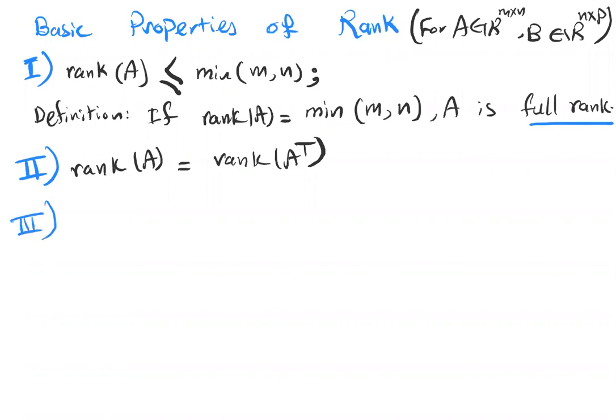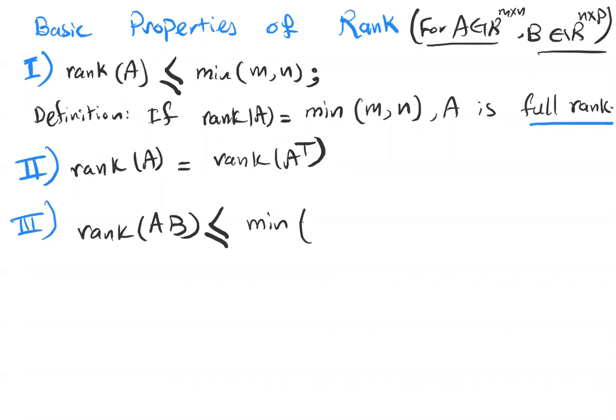This third property, again, for these two matrices, A, which is n by n, and B, which is n by p: the rank of A multiplied by B is less than or equal to the minimum value of the rank of A and the rank of B.